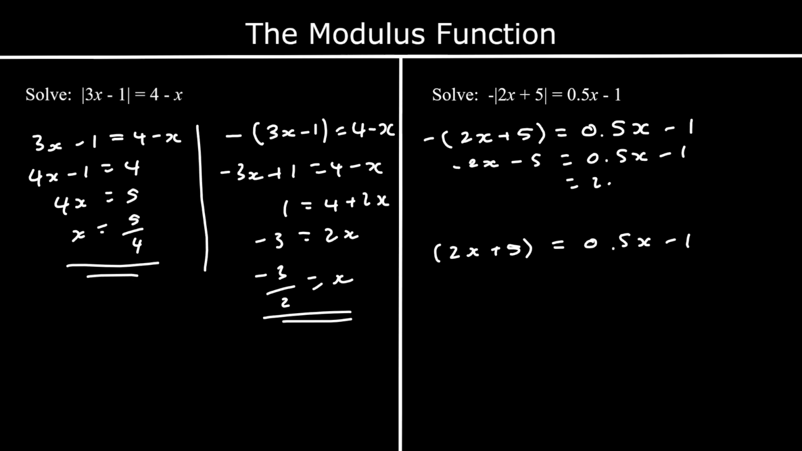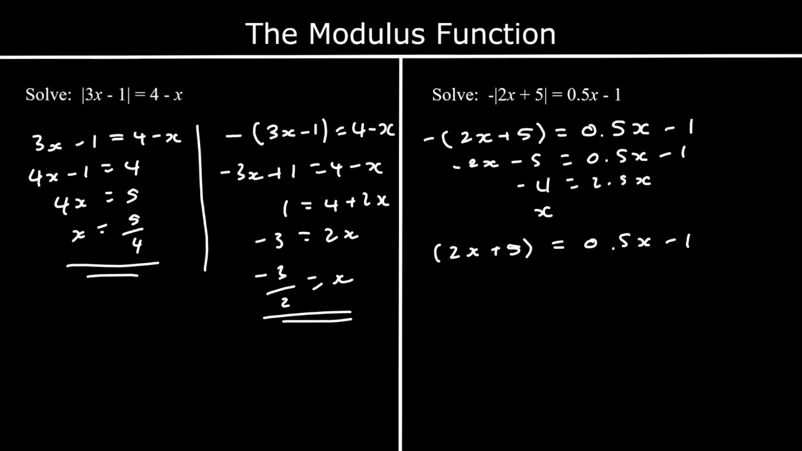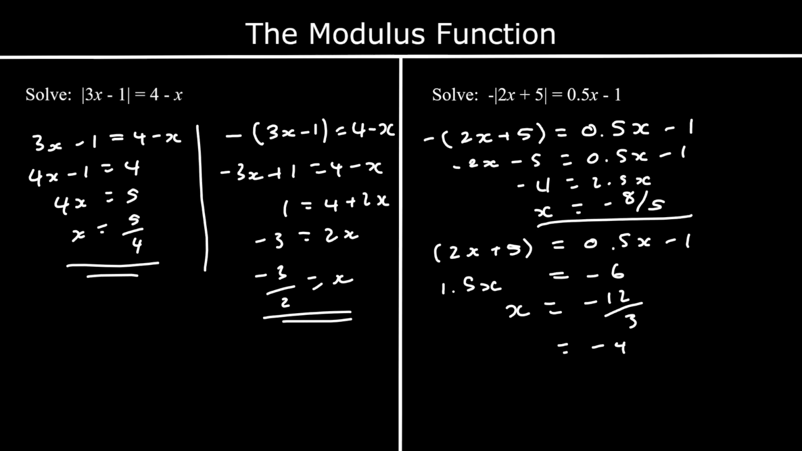plus 2x to both sides, and plus 1 to both sides. And then divide both sides by 2.5, so negative 4 over 2.5 is minus 8/5. And for the second one, take away a half from both sides, take away 5 from both sides, and divide by 1.5. So negative 6 over 1.5 is negative 12 over 3, which is negative 4.